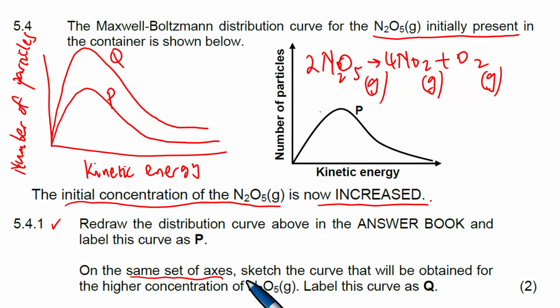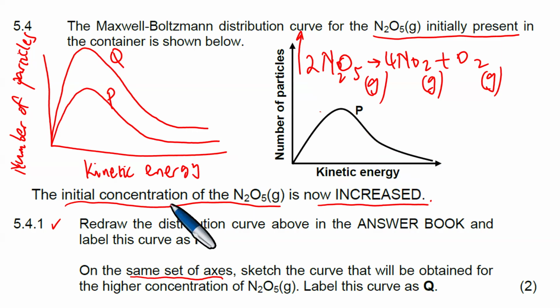So when we decide to increase the concentration of N2O5, what then happens? The number of the particles increases. And when the number of the particles increases, we're able to have more. This graph, therefore, is going to be higher, and the other one is going to be a little bit less. Okay, why is the graph on top? That's the question. The graph is at the top because this is the original one. Graph P is the original one.